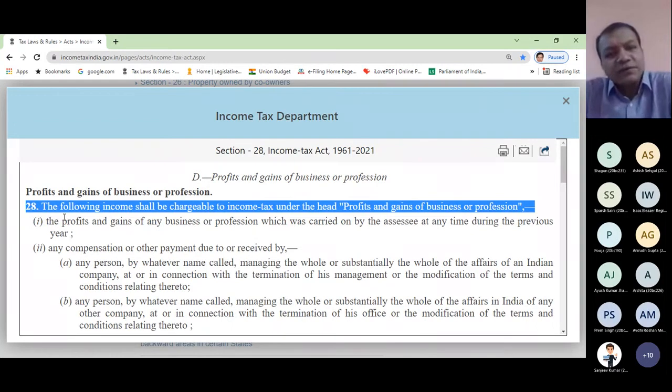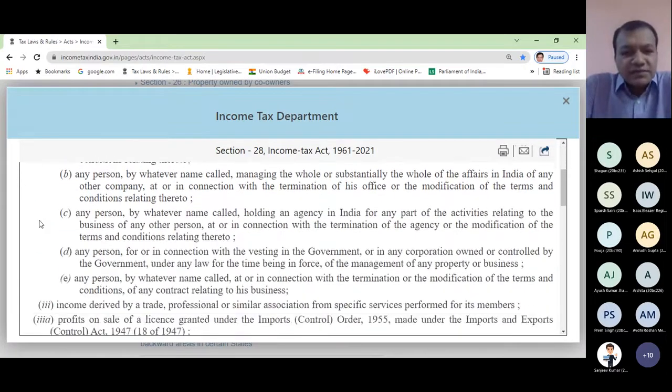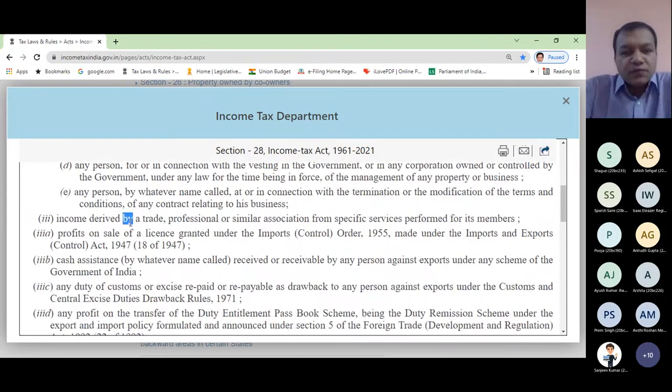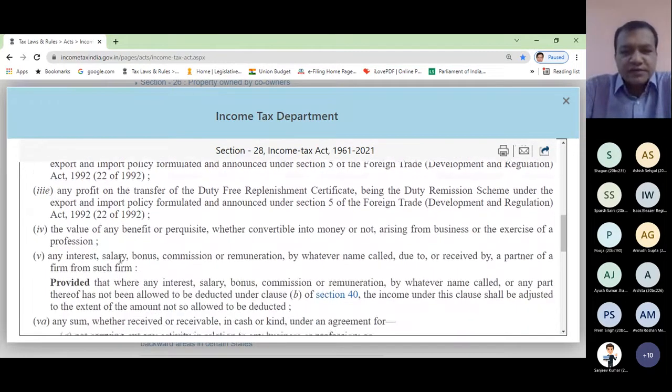So for me, only the first clause is relevant. Clause 1: any profits and gains of any business or profession which was carried on by the assessee at any time during the previous year. For our level, only this much is sufficient. Every businessman has to compute the income under the head PGBP as per the provisions of clause 1 of section 28. That's it. Other examples are also given: any compensation, any income from trade, profit on sale of license, cash assistance, custom duties repaid. So many things are written.